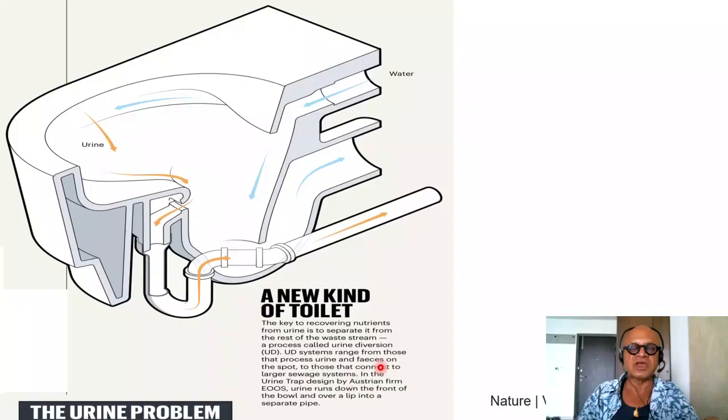So UD systems range from those that process urine and feces on the spot to those that connect to larger sewage systems. In a urine trap design by the Austrian firm EOS, urine runs down the front of the bowl and over a lip into a separate pipe.